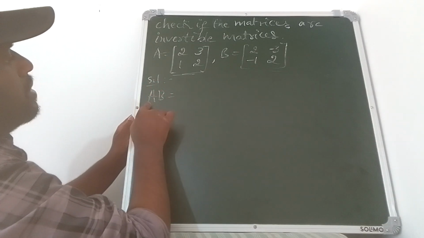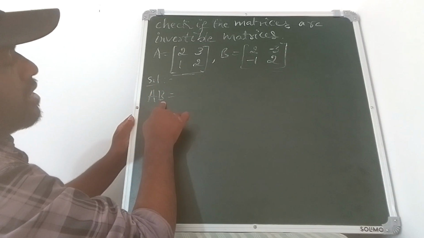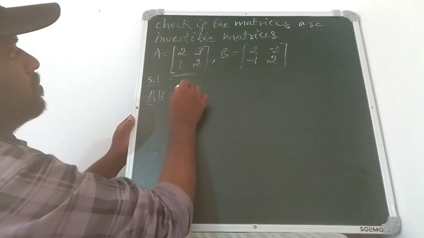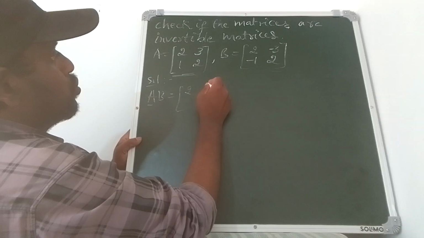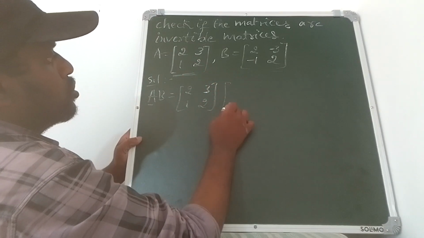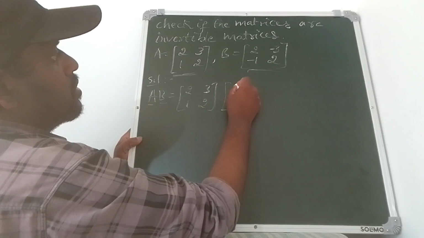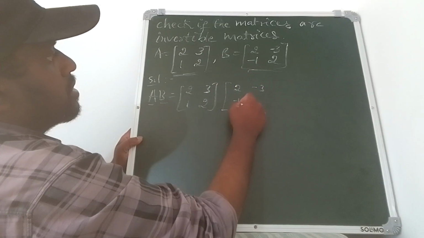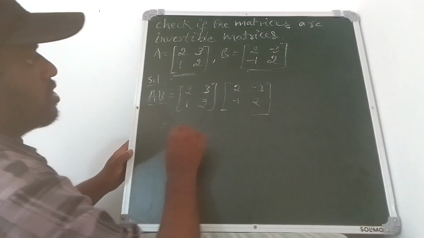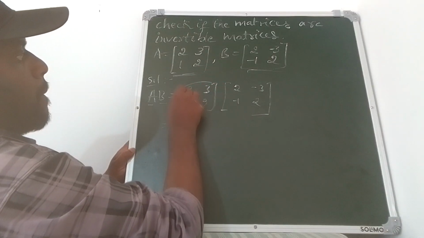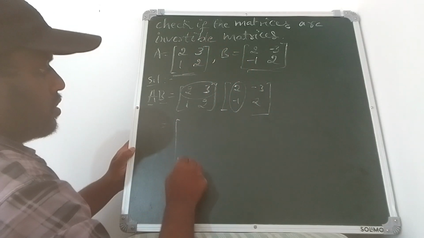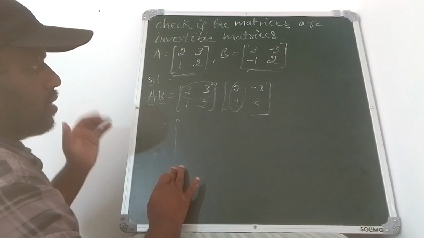Okay. AB means A into B, matrix A into matrix B. I mean matrix multiplication. First write A, this one. So [2, 3; 1, 2]. Next to matrix B, this one. So [2, -3; -1, 2]. Okay. Now this is matrix multiplication. Consider first row, first column. Before that, put this square bracket.